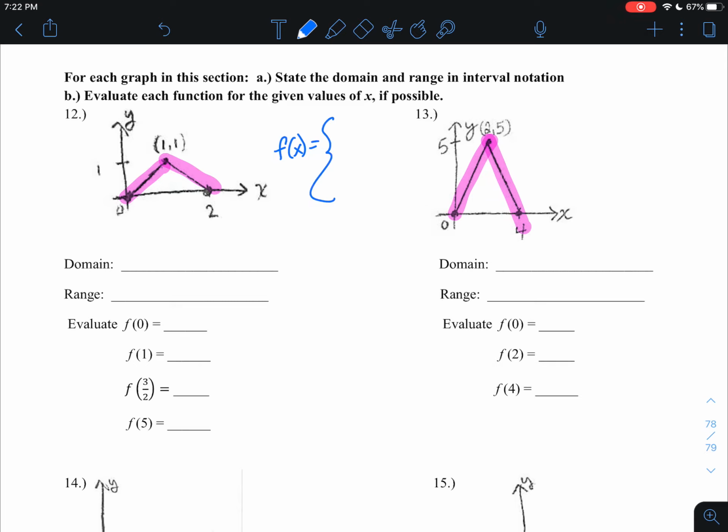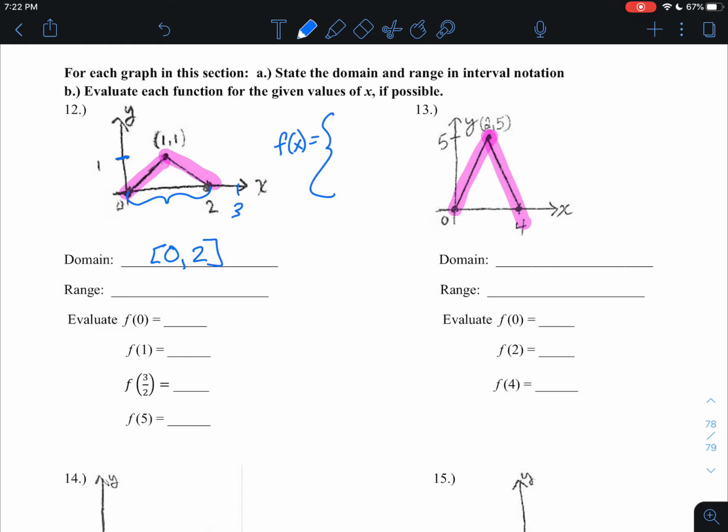So they're asking for the domain of this function. The domain is all the possible values that you can input into this function. As we can see, we know the values from 0 to 2. So we can find all the outputs for the inputs between 0 and 2. And that's it. There are no arrows, so there's nothing to indicate that we would know what the output would be at 3. The range is the range of values that the outputs fall into.